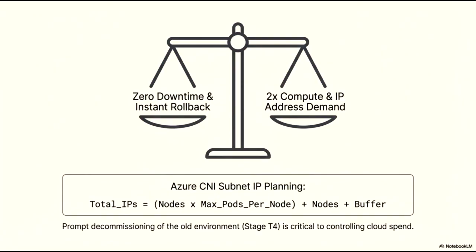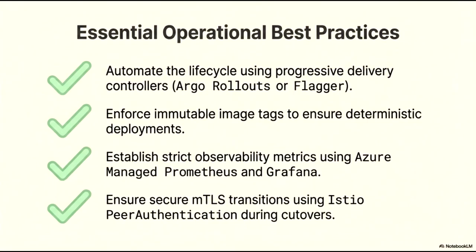To maintain a high standard of operational excellence, we focus on several key best practices. First, we automate the application lifecycle by utilizing progressive delivery controllers such as Argo Rollouts or Flagger, which allows for controlled and low-risk releases. Next, it is imperative to enforce the use of immutable image tags. This ensures that our deployments are deterministic, providing consistency across different environments.